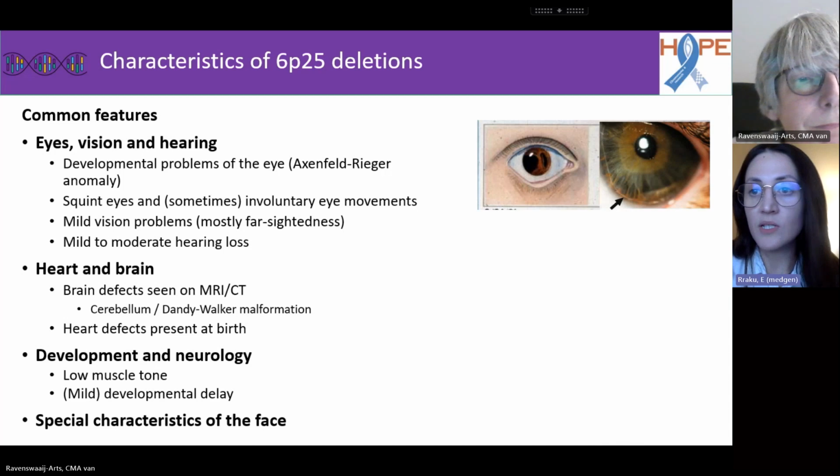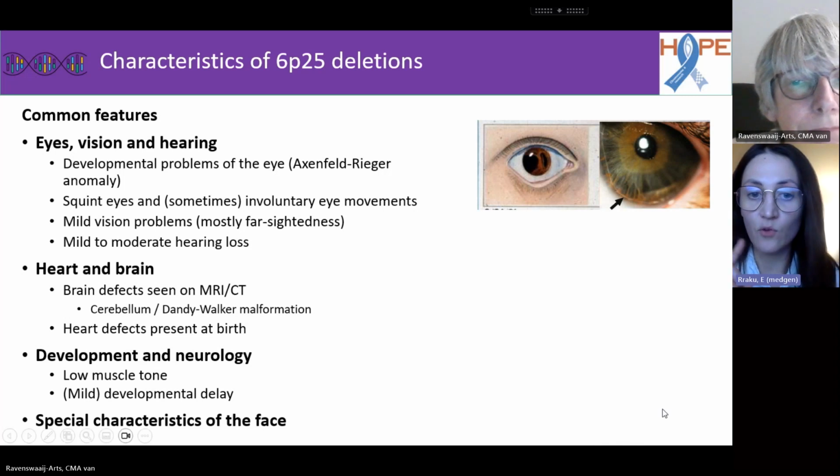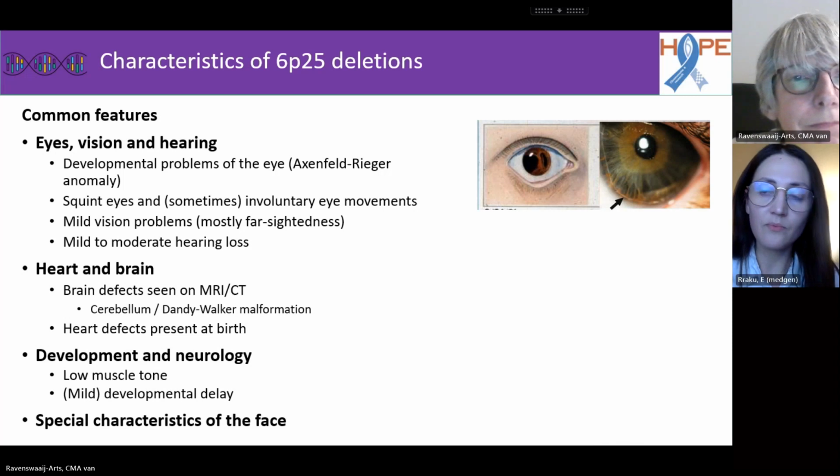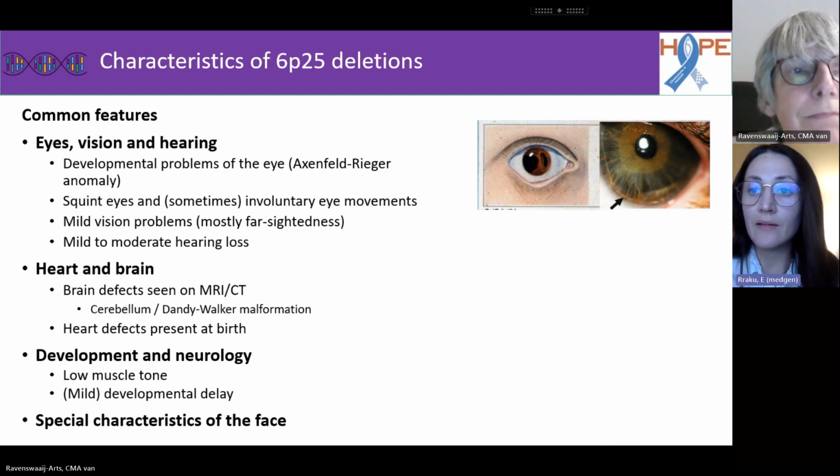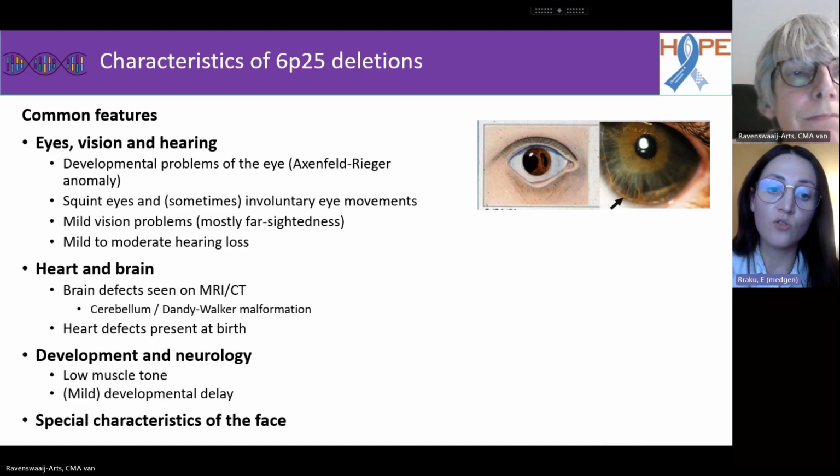Besides these developmental eye problems, children in our cohort often also had squint eyes and sometimes had involuntary eye movements, what we call nystagmus. Most of them were farsighted and needed glasses for that, and the majority also had mild to moderate hearing loss.